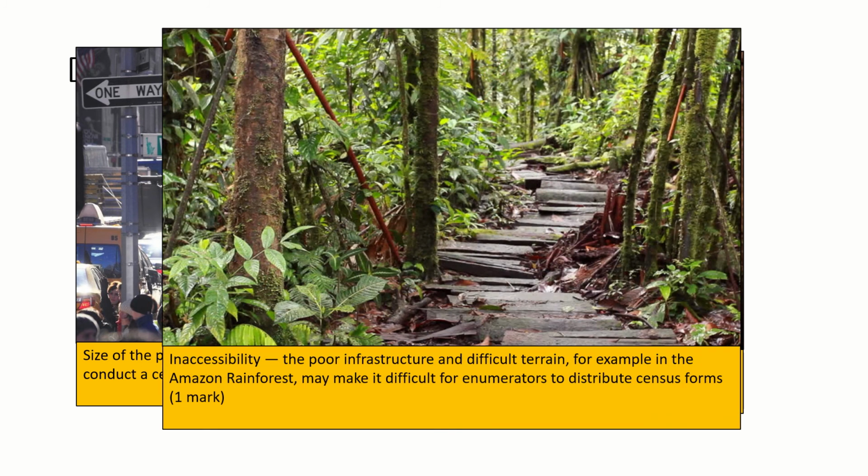Many countries have huge areas that are simply inaccessible, with challenging mountainous or forest-covered terrain and poor infrastructure. By poor infrastructure, what we mean here is poor transport connections or communication links. The Amazon rainforest is, of course, a fantastic example of this, and it simply makes it physically difficult for the enumerators to distribute the census forms.